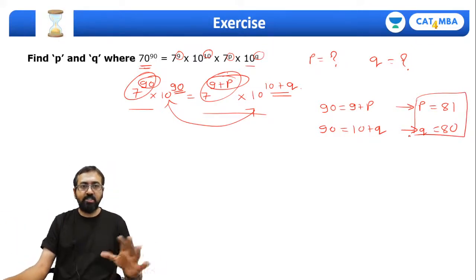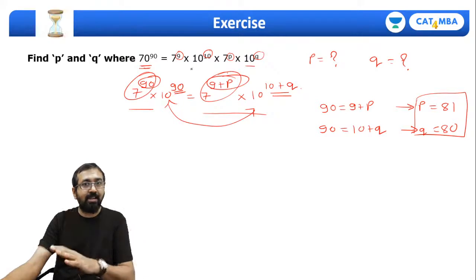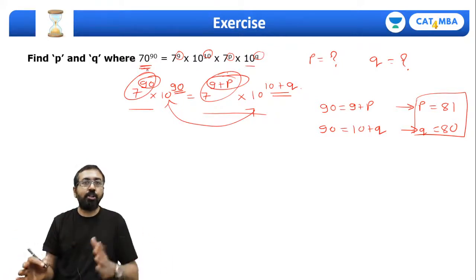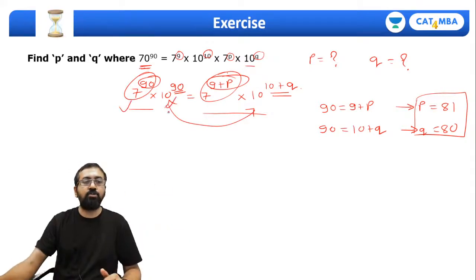Correct. So once again, just to quickly tell you what we did: since we saw 7 and 10 in the bases on the right hand side, this is what I did for the left hand side. I split 70 as 7 into 10. So 70 raised to 90 became 7 raised to 90 into 10 raised to 90. Then I clubbed these two numbers and these two numbers. So I got 7 raised to 9 plus p into 10 raised to 10 plus q.